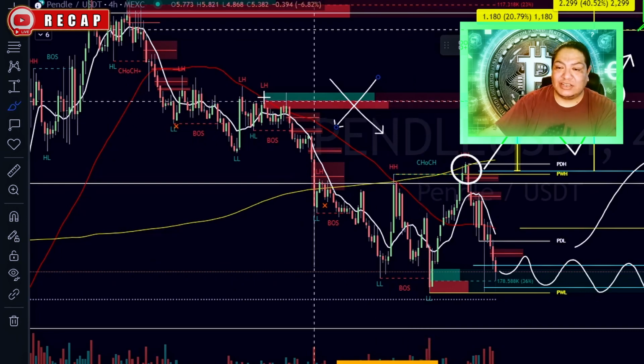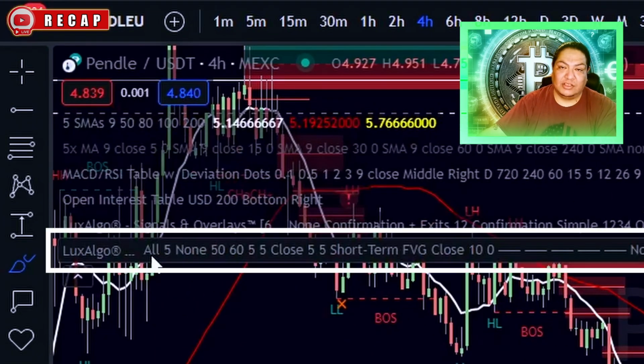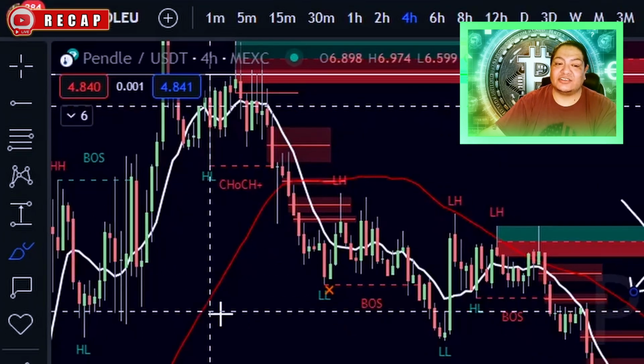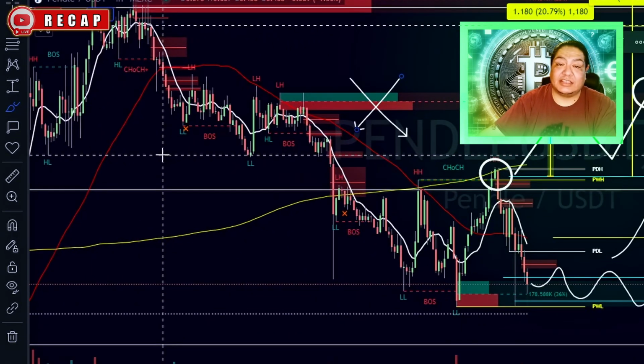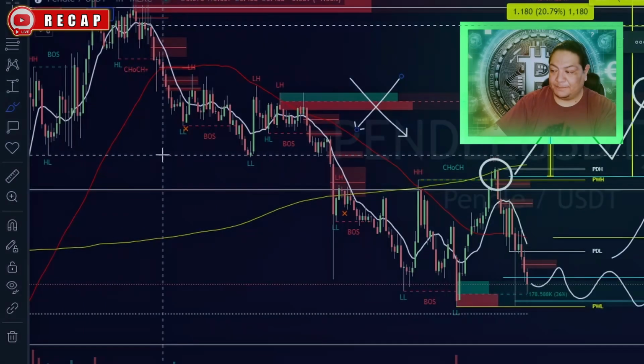Now what I'm using, it's the paid version of LuxAlgo, one of the best indicators out there. I don't like indicators. If you've been following me, you know I don't like indicators. This is the only indicator I like.